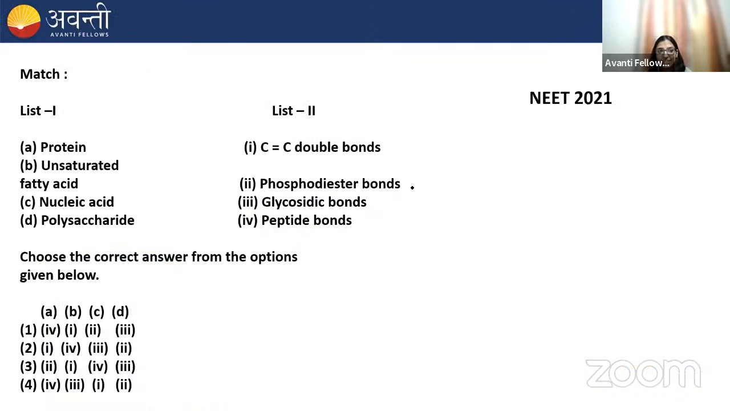Before we proceed with the lecture, let's take a pre-reading question. The question says match list 1 and list 2. List 1 contains protein, unsaturated fatty acid, nucleic acid and polysaccharide. List 2 contains C double bond, phosphodiester bond, glycosidic bond and peptide bond. Choose the correct answer from the options given below. So you have to match list 1 with list 2.